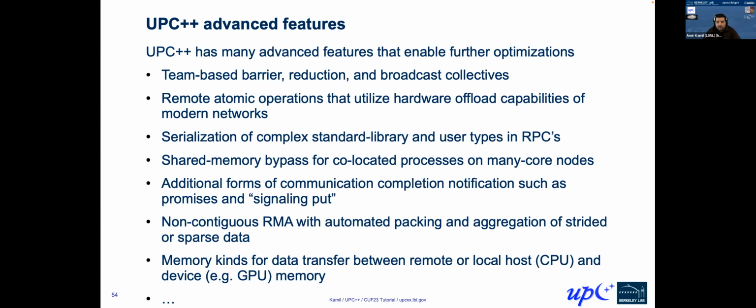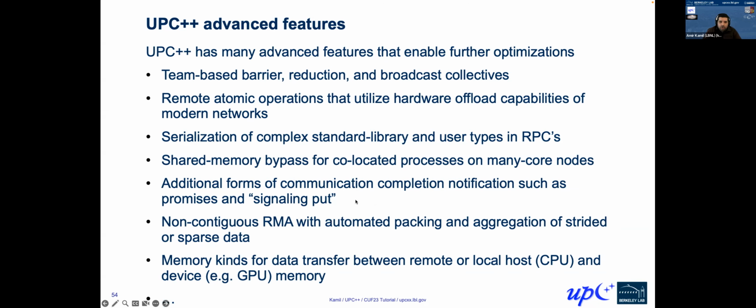There was a question yesterday about if we do an RPC, do all the data types need to be trivially copyable? The answer is no, because we actually have a serialization interface, and we provide serialization of many standard library types. In fact, in the DHT example, we sent over a std::string, and that's because we implement serialization of that type.